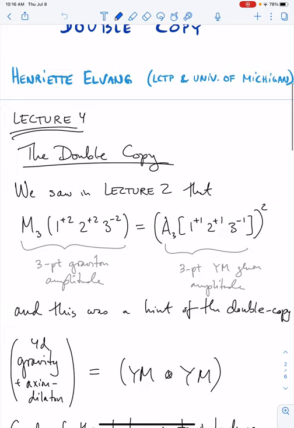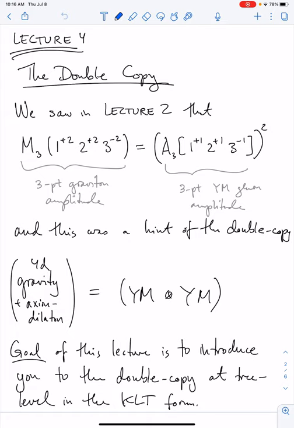We saw already in lecture 2, when we studied three-point amplitudes and saw that they were fixed uniquely by the helicities for massless particles up to an overall constant, that there was a relation between the kinematics of the three-point graviton amplitude and the Yang-Mills amplitude, namely that the three-point color-ordered Yang-Mills amplitude for gluons squared was exactly equal, up to an overall constant, to the three-point graviton amplitude. And I mentioned back then that this was a hint of the double copy.